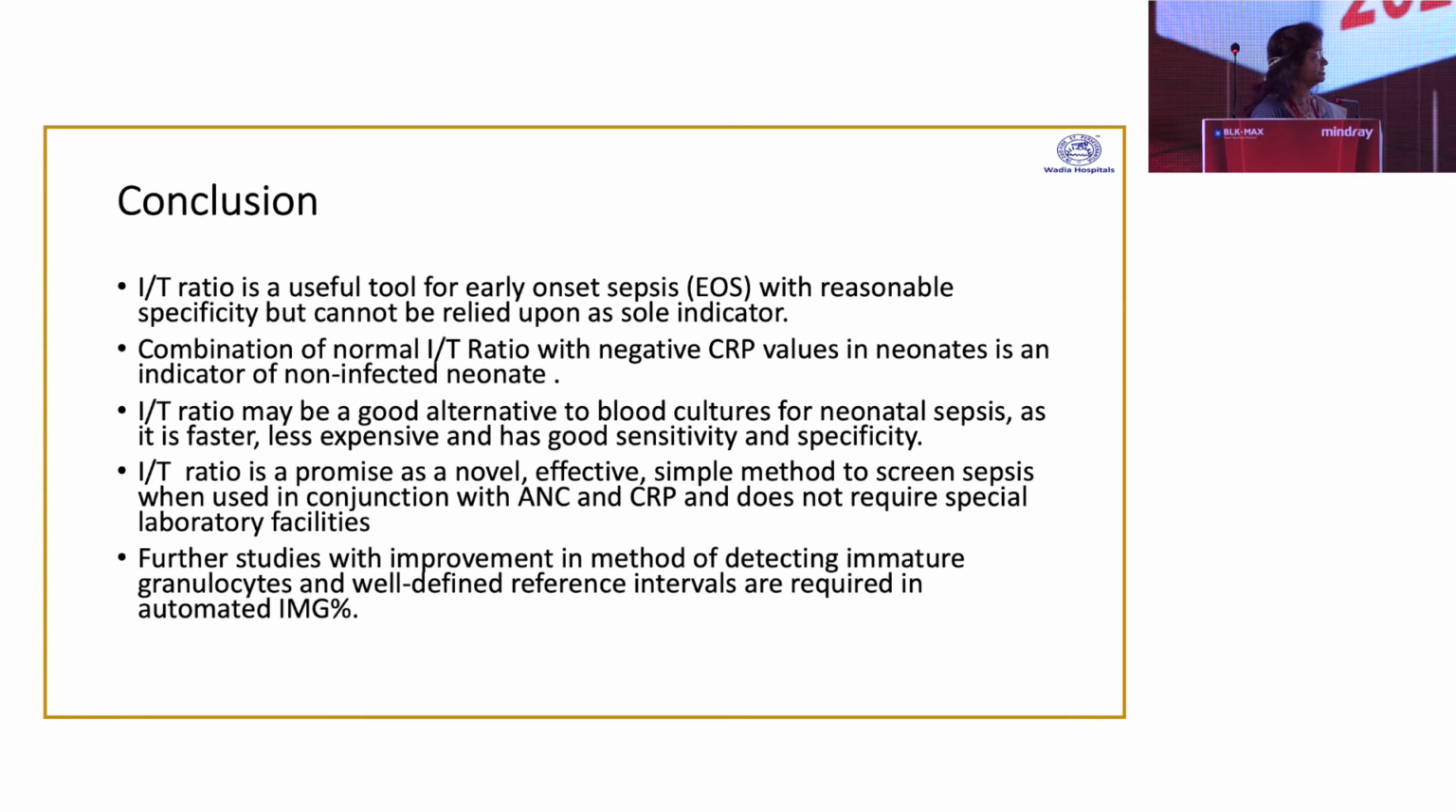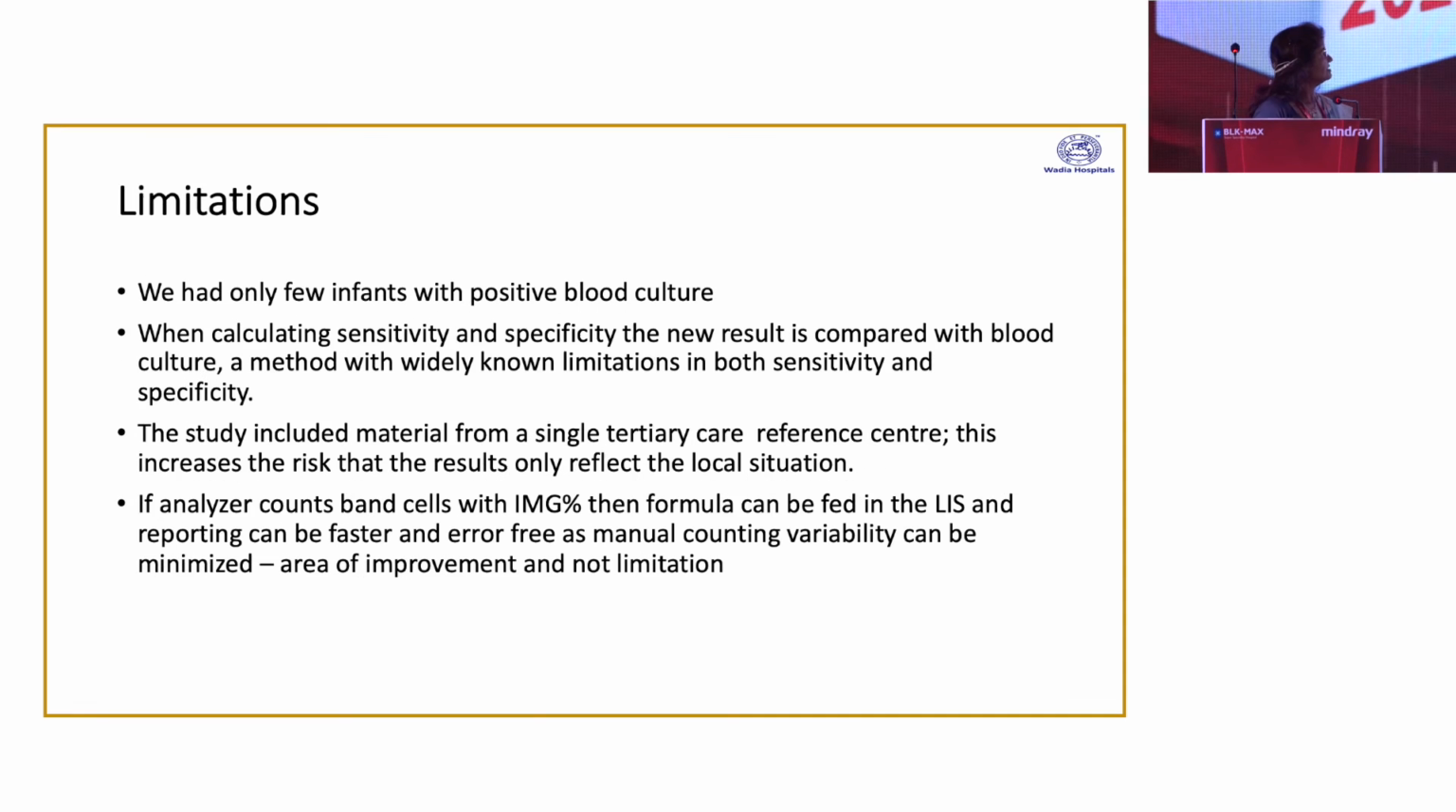good sensitivity and specificity. IT ratio is a promise as a novel, effective, simple method to screen sepsis when used in conjunction with ANC and CRP and does not require special laboratory facilities. Further studies with improvement in method for detecting immature granulocytes and well-defined reference intervals are required in automated immature granulocyte counts. The limitation we found: we had only few infants with positive blood cultures.